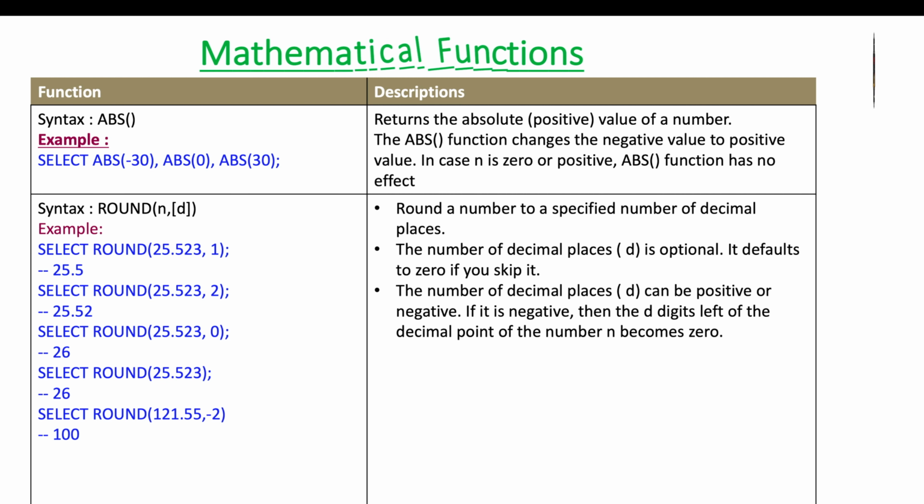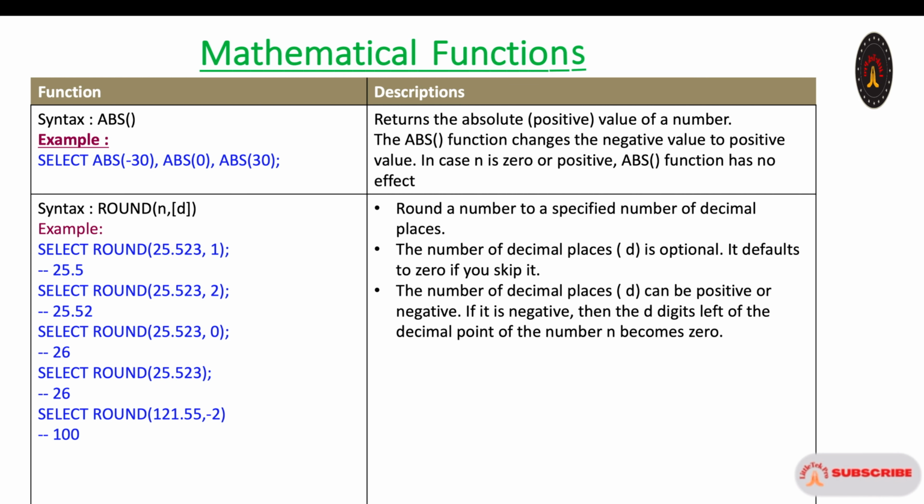Hello there, today I'm going to talk about mathematical or numeric functions in MySQL. The first function is ABS, known as the absolute function, which always returns the positive value of a number. Whether it's negative, it always returns the positive, and for 0 or a positive number, there is no effect. Let's see practically how it works.